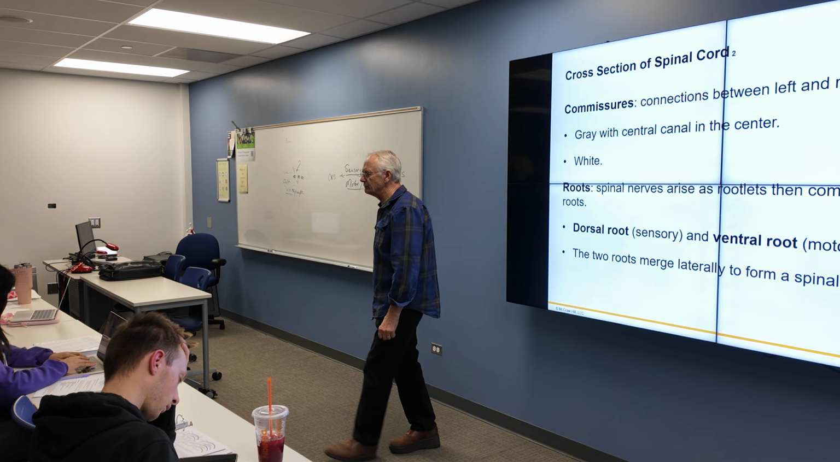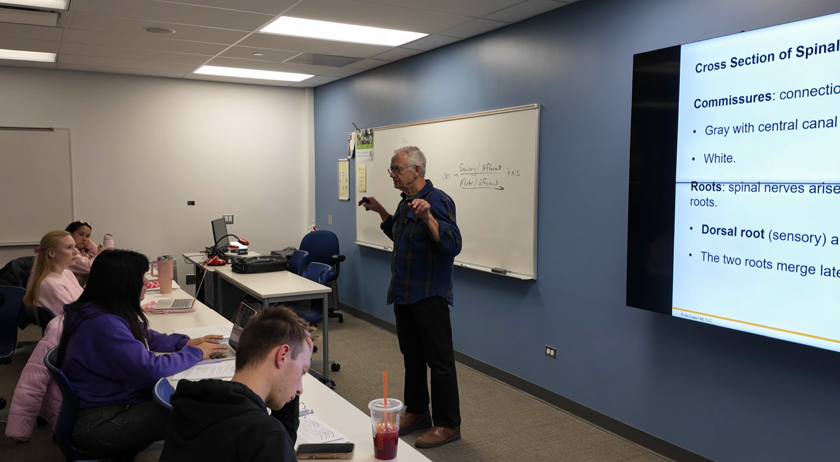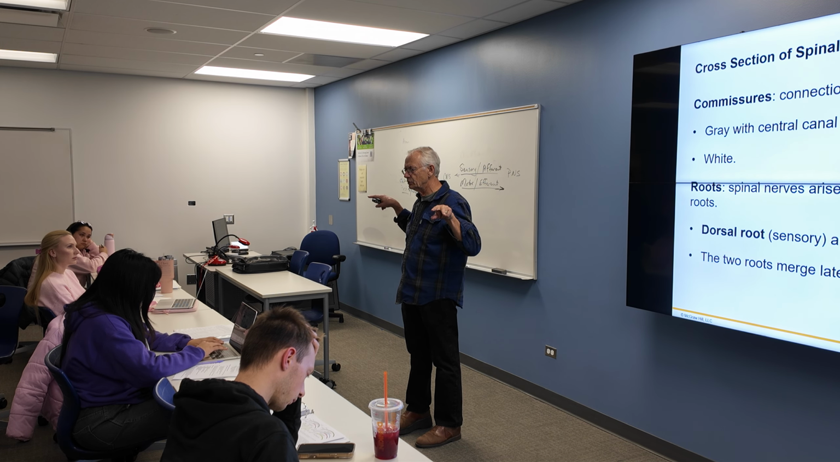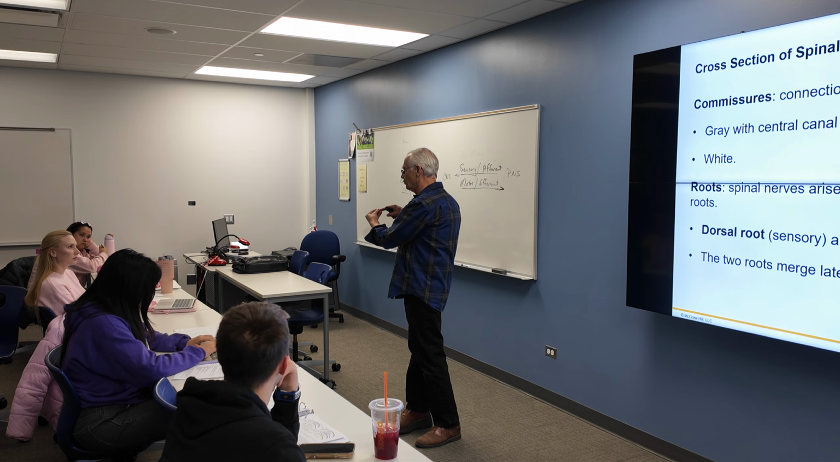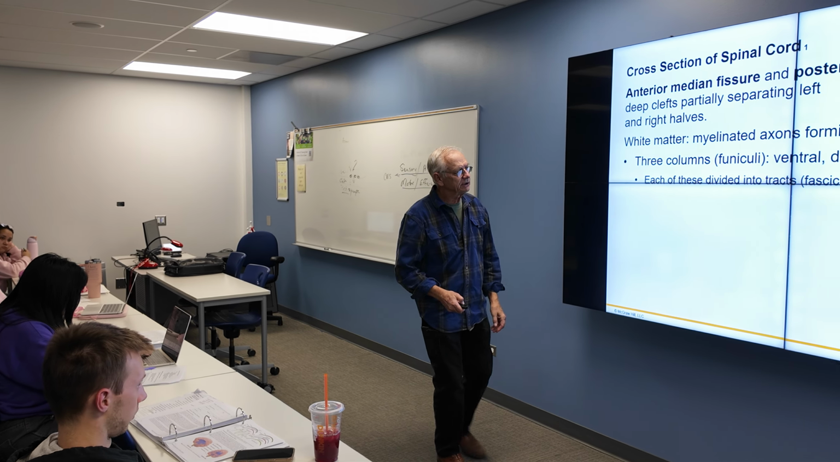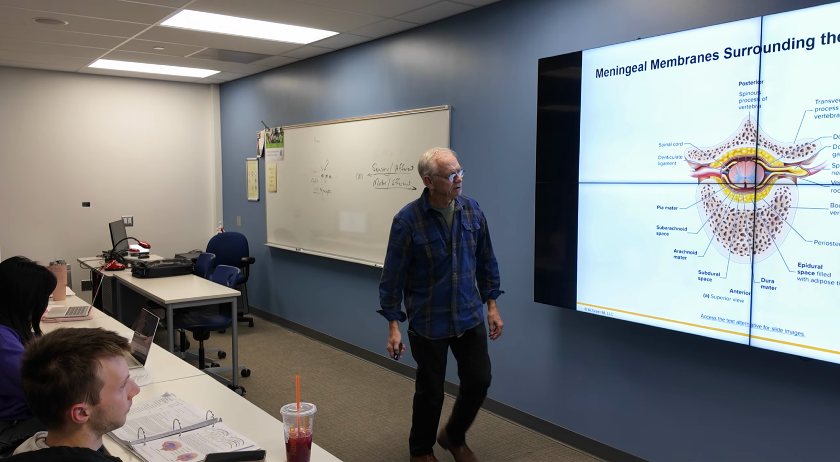Are we good with a lateral merging? Just mentioned we have these two. We have a dorsal and a ventral, and they're going to come off of the spinal cord here, and then they're going to merge, and then they're going to form one. Okay? We'll go back to that, and we'll see it here again in this illustration.